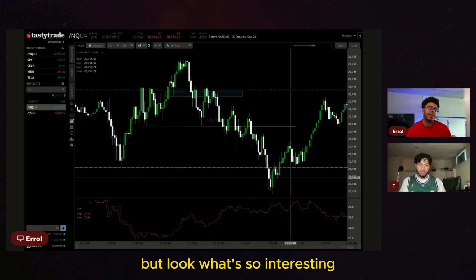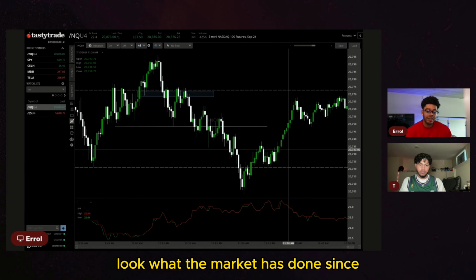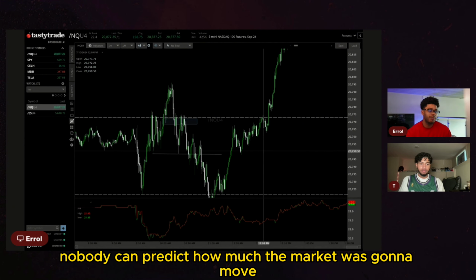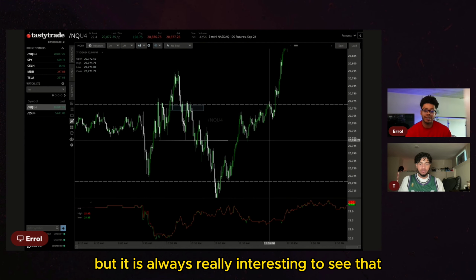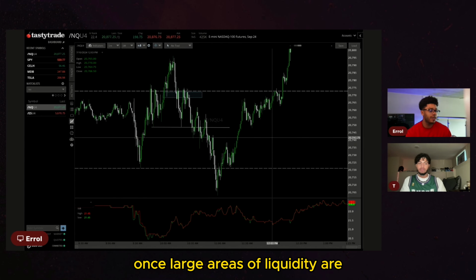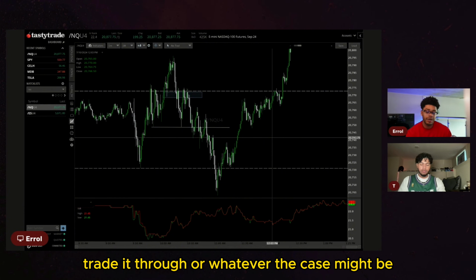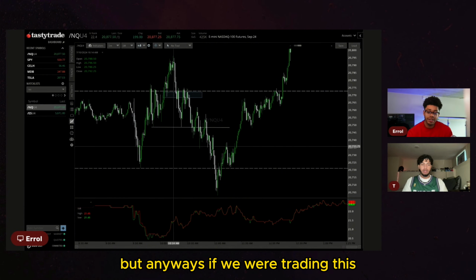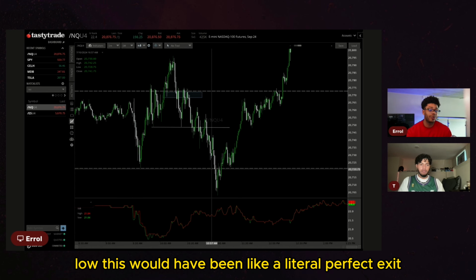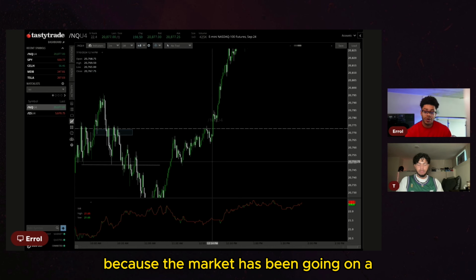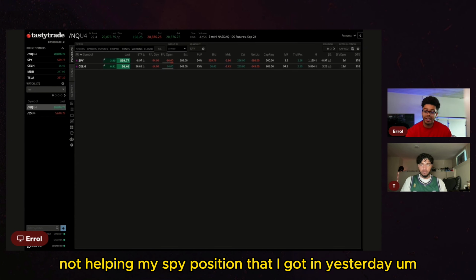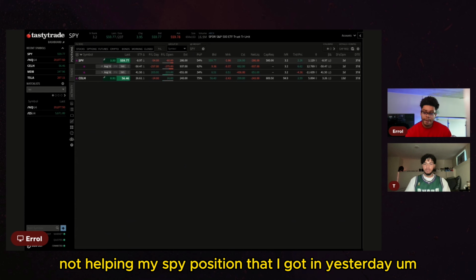But look what's so interesting. After we took out that external low, look what the market has done since. The market needs liquidity to move. Nobody can predict how much the market is going to move, but it's always really interesting to see that the market typically makes larger moves once large areas of liquidity are traded through. Anyways, if we had been able to hold some of the contracts to the external low, this would have been a literal perfect exit, because the market has been on an insane rally all day, which is again not helping my SPY position that I got in yesterday.